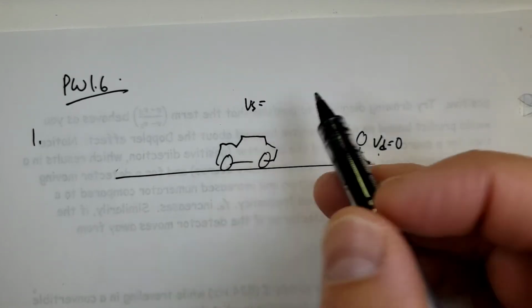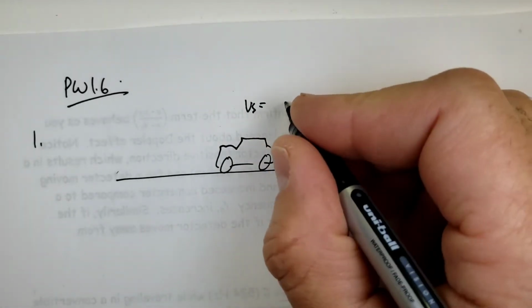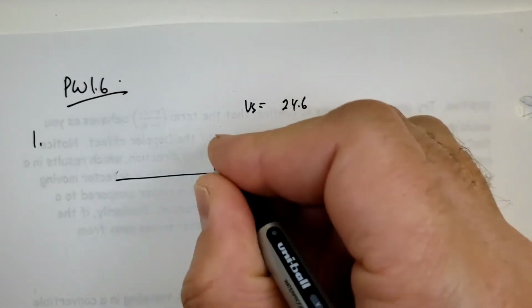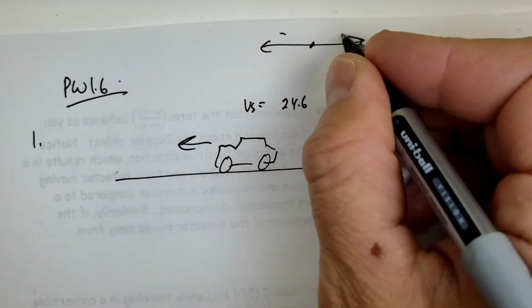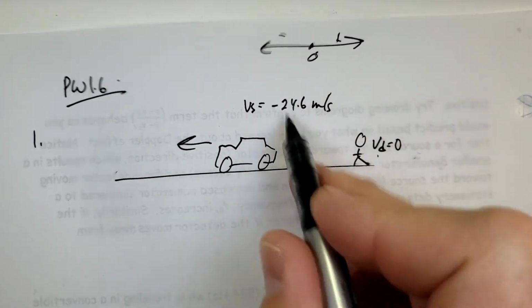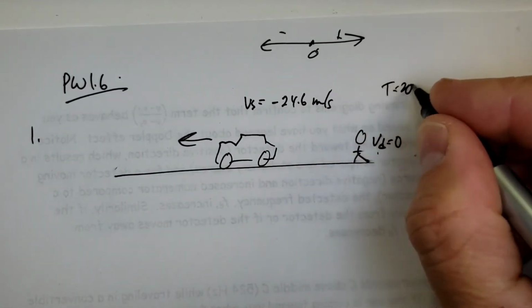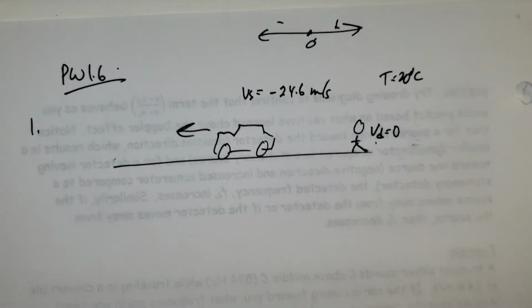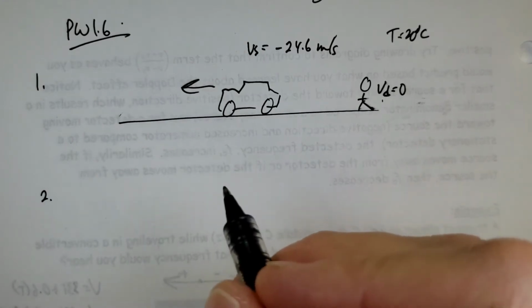So it says here, I'm just reading it here off to the side, the car is moving away from you at 24.6 meters per second. So it's moving this way. And of course, that direction is the negative direction here. So that's the only change that is going to be made. And of course, T is 20 degrees C, so you should be able to figure out V quite easily. So it's identical except the source is moving away.